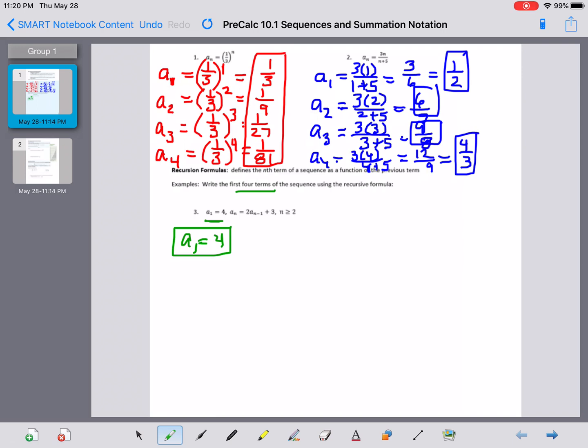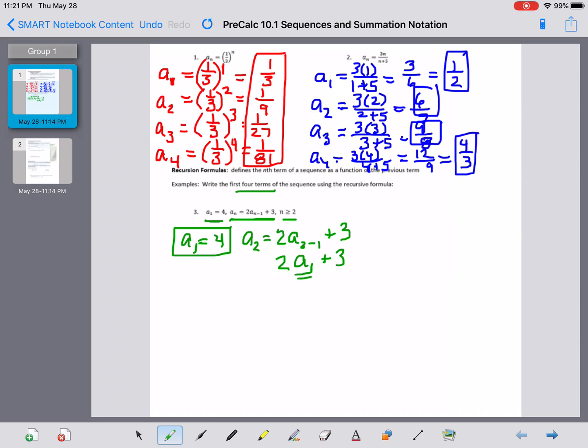And now I'm going to find my second one. So here's my formula, and you'll notice that n needs to be greater than or equal to 2. So for my second term, I'm going to do a sub 2 because it's my second term, and it says 2 times a, and I put 2 minus 1 down here, plus 3. Okay, so a little simplification. 2 minus 1 will make 1, plus 3.